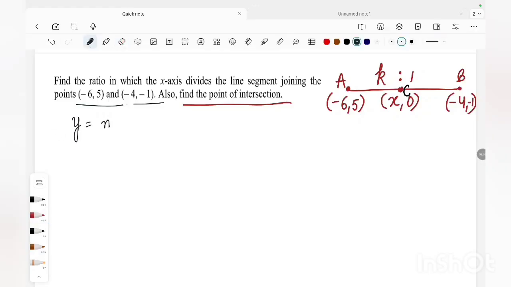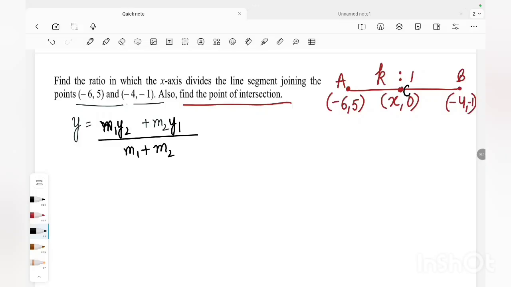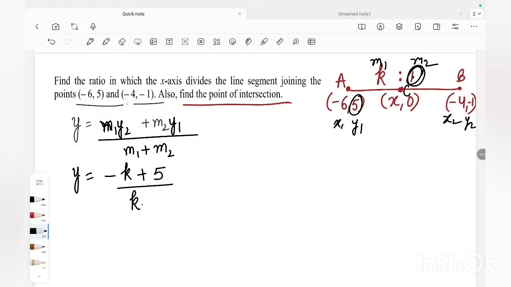Y equals m1 x2 plus... we are solving for y, so m1 y2 plus m2 y1 upon m1 plus m2. This is m1, this is m2, this is x1, this is y1, this is x2, and this is y2. Done. Y equals k into minus 1 minus k plus 1, m2 into y1, it's 5, upon m1 plus m2, that is k plus 1.